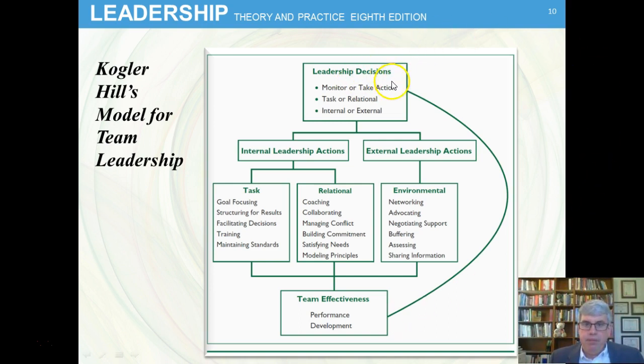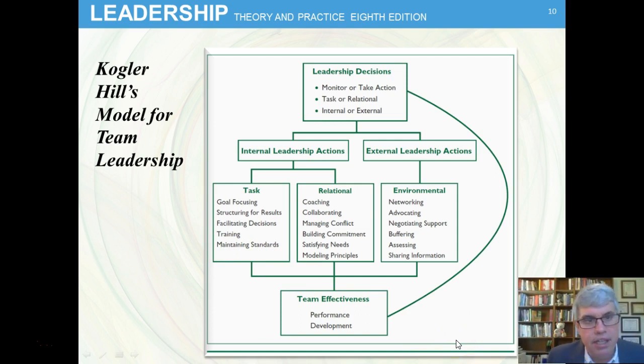So the leadership decisions begin with the decision to monitor, keep on looking at things, or to take action at the appropriate time, decide if we need an internal or external intervention, or a task or relational intervention. So here, in the internal leadership actions, we've got these task and relational interventions that we can do. If it focuses on the environment, that's an external leadership action, and we've got this list of environmental interactions. And all of these, when carried out correctly, will lead to team effectiveness.